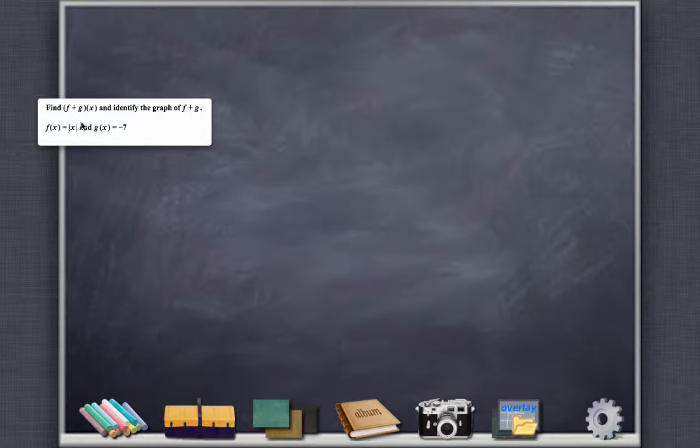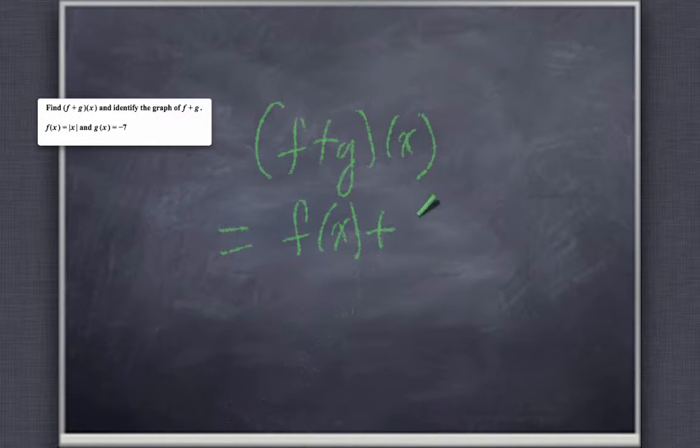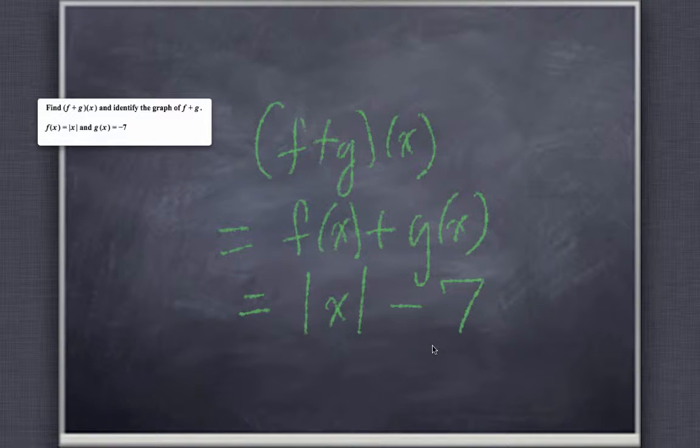So f of x is absolute value of x, g of x is negative 7. So f plus g of x equals f of x plus g of x equals absolute value of x plus a minus 7. So absolute value of x minus 7.